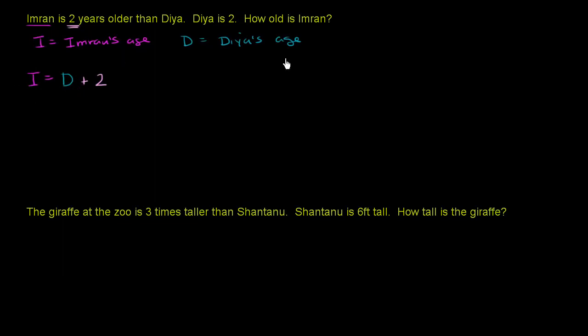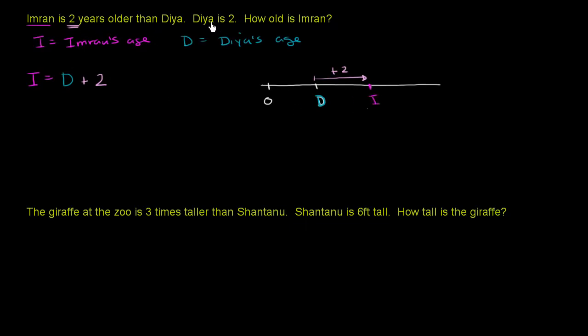Another way you could think about it, if we were to imagine their ages on a number line right over here. So if this is 0, and then this is Dia's age right over here. If you were to add 2 to Dia's age, so if you were to go 2 more, so plus 2, you would get to Imran's age. So that's what this first sentence tells us.